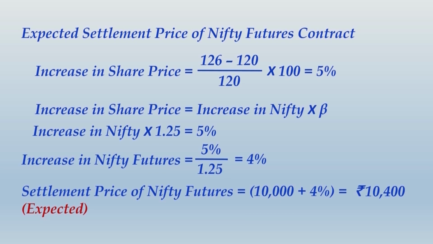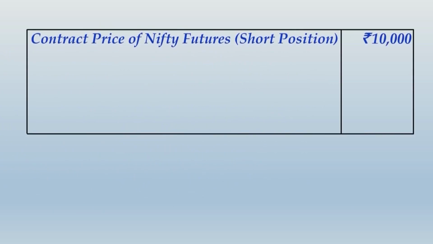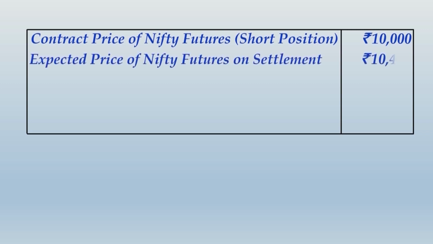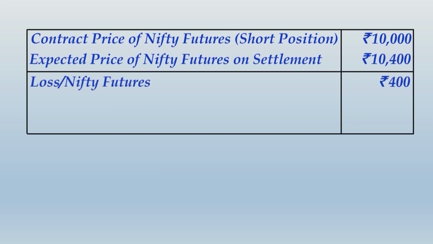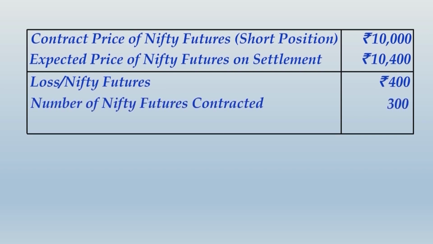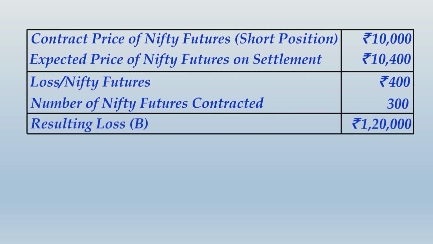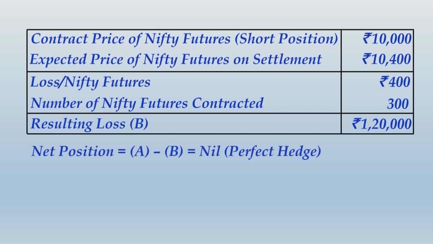Alright friends, let us move ahead and look into the resulting loss in Nifty futures. So we have taken a Nifty futures contract with a short position where the contract price is 10,000. That means we have agreed to sell at 10,000 and the expected price on the settlement is 10,400. So the expected loss per Nifty future is rupees 400 and the number of Nifty futures that we have contracted is 300. So finally the resulting loss will be 1,20,000 and the net position remains nil because we have created a perfect hedge. So note down this as well and then we move ahead.